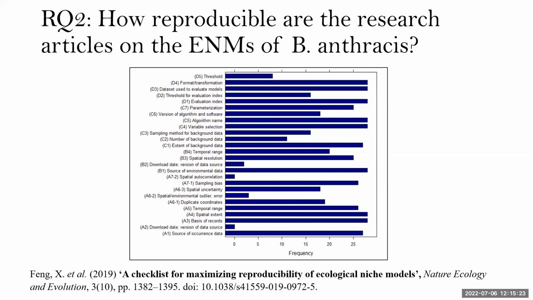18 articles reported the version of algorithms used, and 25 the parameterization. So finally, for the 5 checklist items under model assessment and output, the evaluation index, the dataset used for evaluation, and the output format was reported across all studies. However, only 16 articles used a threshold-dependent evaluation index, and only 8 reported a binary threshold output.